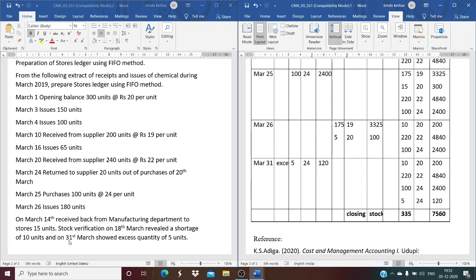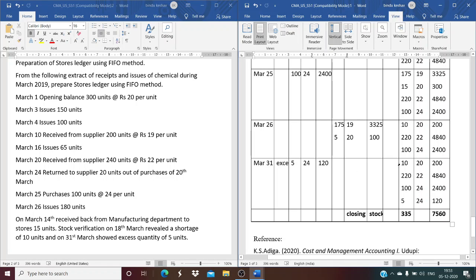Now on March 31st, the stock verification showed excess quantity of 5 units. Whenever there is an excess, it will be valued at the current purchase price or the latest purchase price. The latest purchase was on March 25th at rupees 24. So the excess amount will be shown at rupees 24 only. It will always be shown at the latest or the current purchase price. So March 31st, excess 5 units at rupees 24, 120. So we have excess of 5 units.